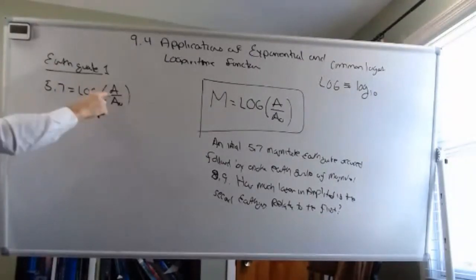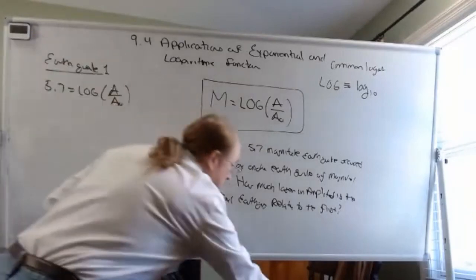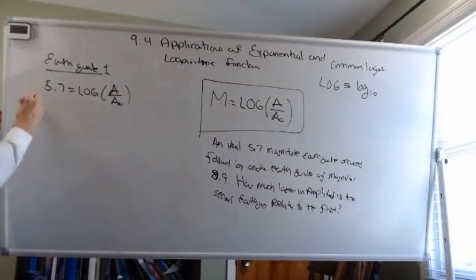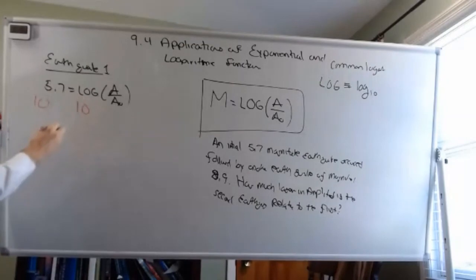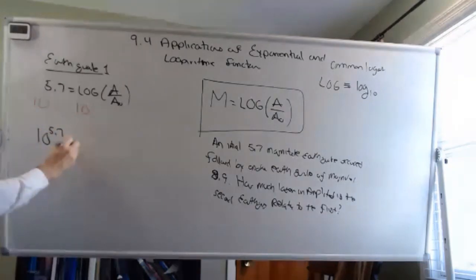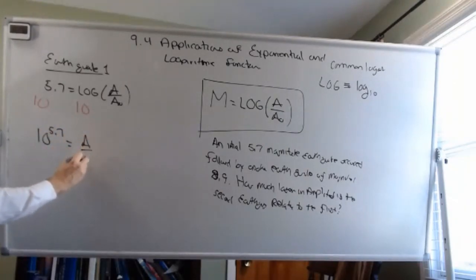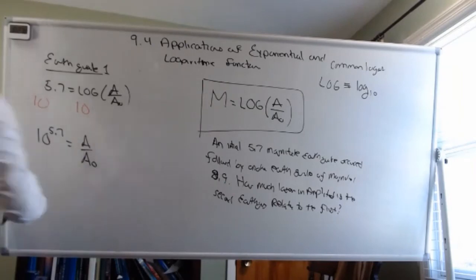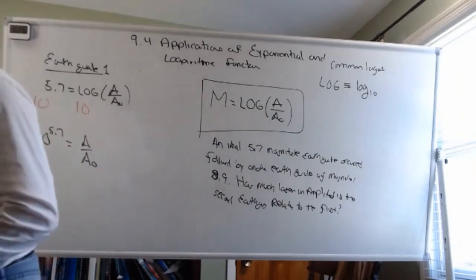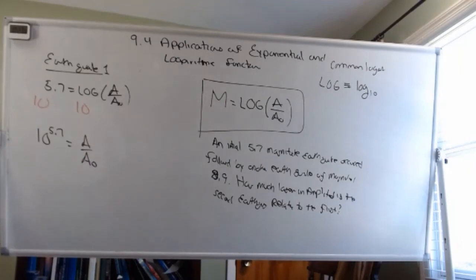So I'd like to solve this for A. How can I do that? Well, I undo the logarithm by taking 10 to both sides. So I get 10 to the 5.7 is equal to A over A0. Okay, well, let's take this 10 and raise it to that 5.7 power and see what we get.